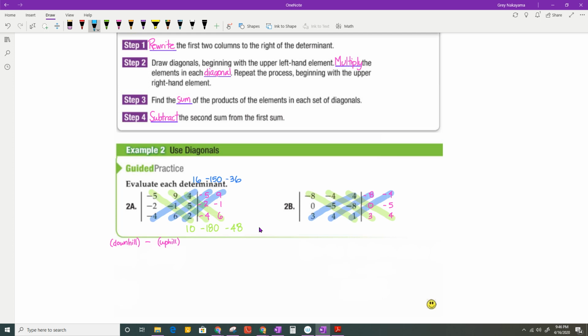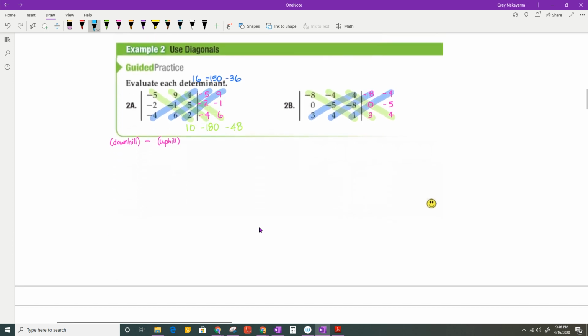So downhill minus uphill is the same thing we did on a 2 by 2. Okay, so downhill means add up all those numbers in the green. That's -218. Minus, add up the numbers in blue, -170. And when you do that, you get an answer of -48.